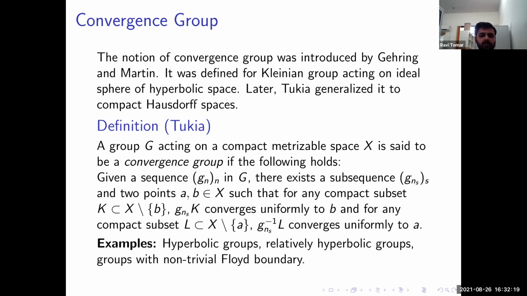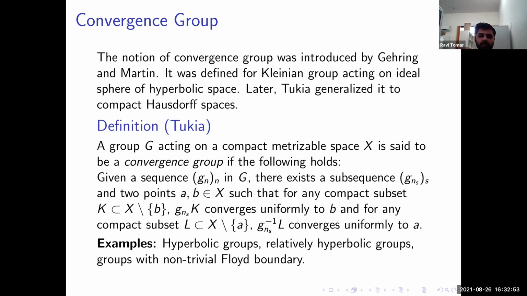There are plenty of examples of convergence groups. The first one is hyperbolic groups. Given a hyperbolic group, we always have a compactification by the Gromov boundary. So we have a natural action of the hyperbolic group on its Gromov boundary, and it turns out that this action is in fact a convergence action. Similarly for relatively hyperbolic groups, we again have an action on the so-called Bowditch boundary. I will define those things.